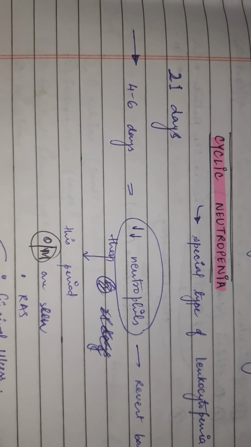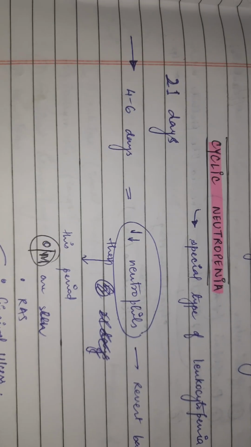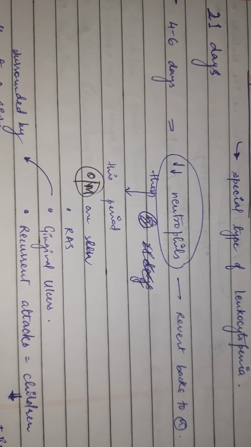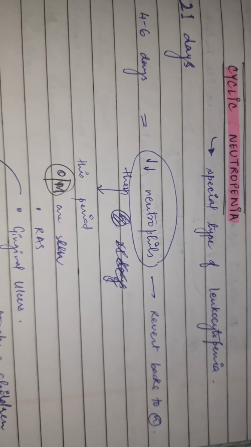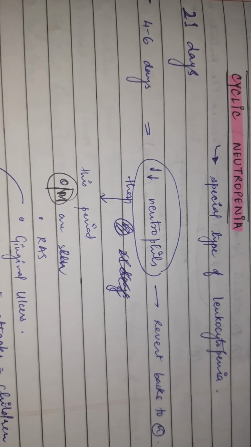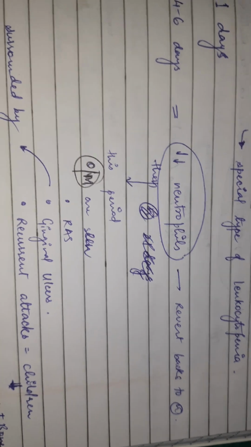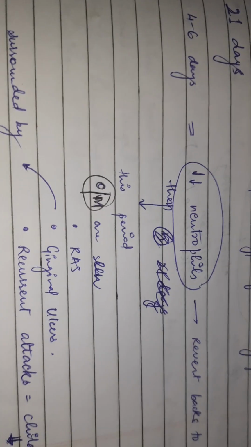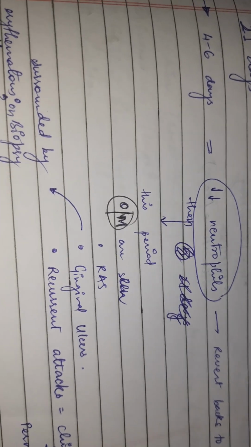Now, cyclic neutropenia, a special type of leukocytopenia. It occurs in a period of 21 days, with a 4 to 6 day decrease in neutrophils, which then revert back to normal. Then this period repeats, decrease in neutrophils and then normal again. Like this it occurs up till 21 days, about three times: decrease and then normal, decrease and then normal, and decrease and then normal.